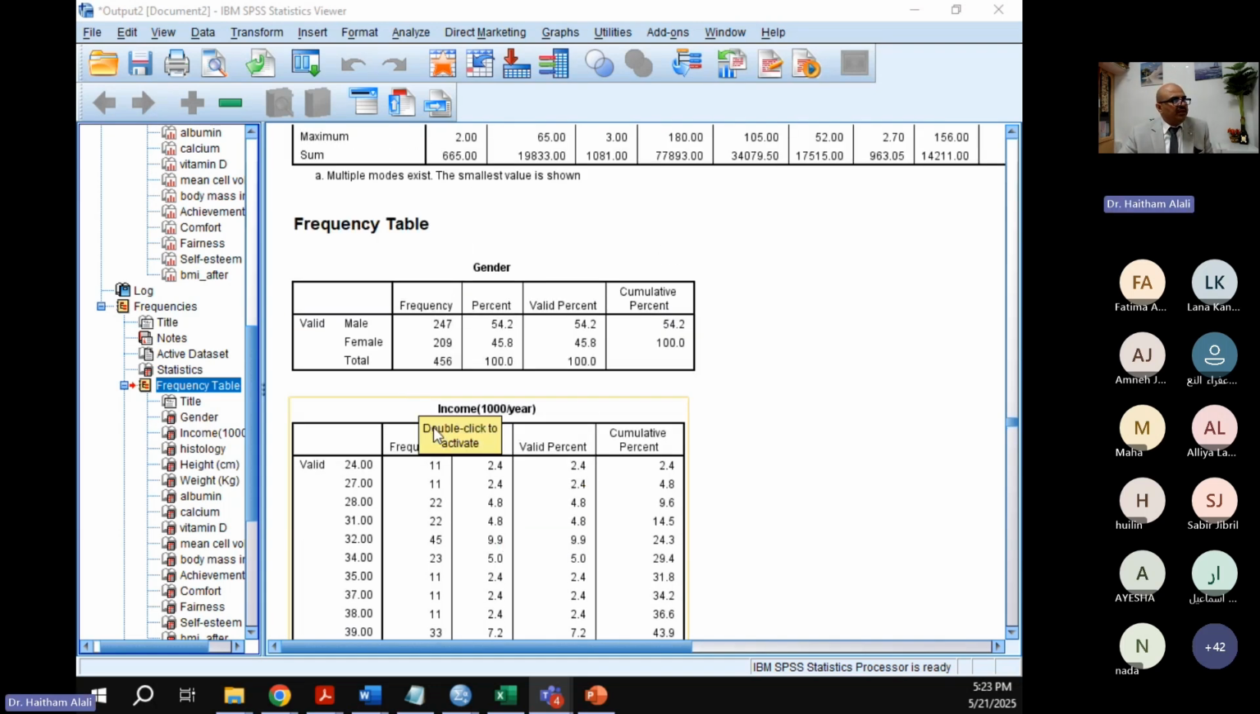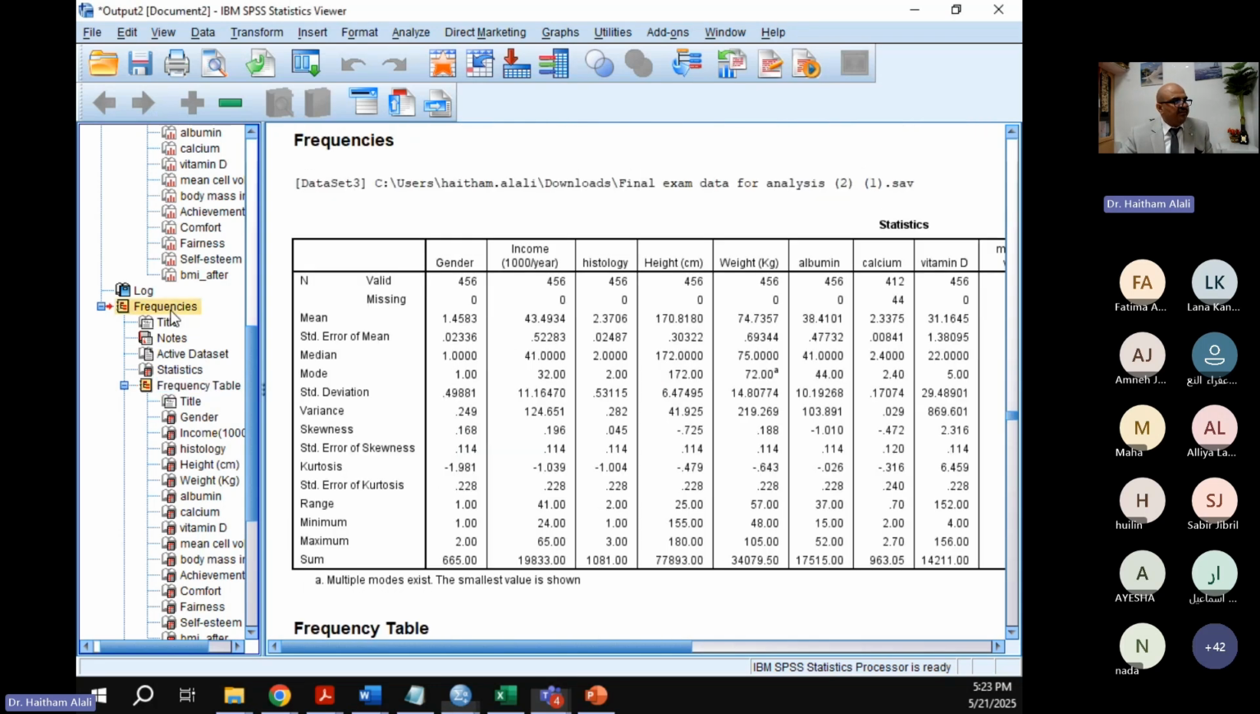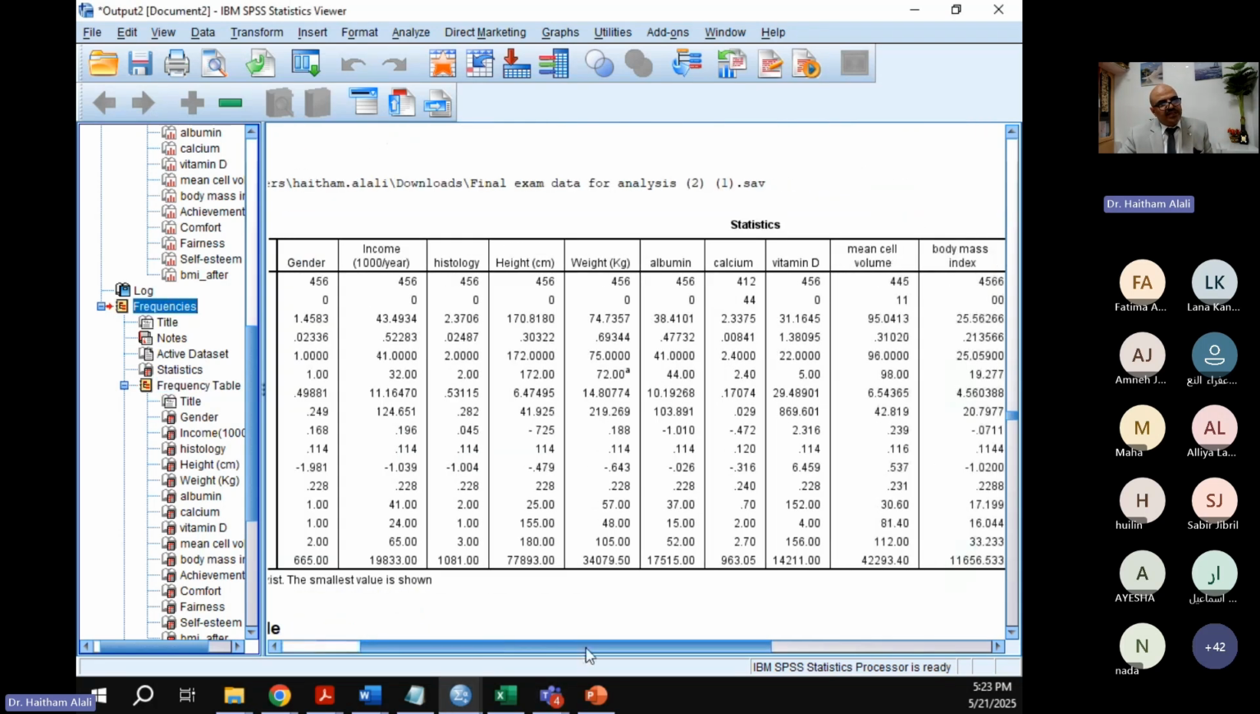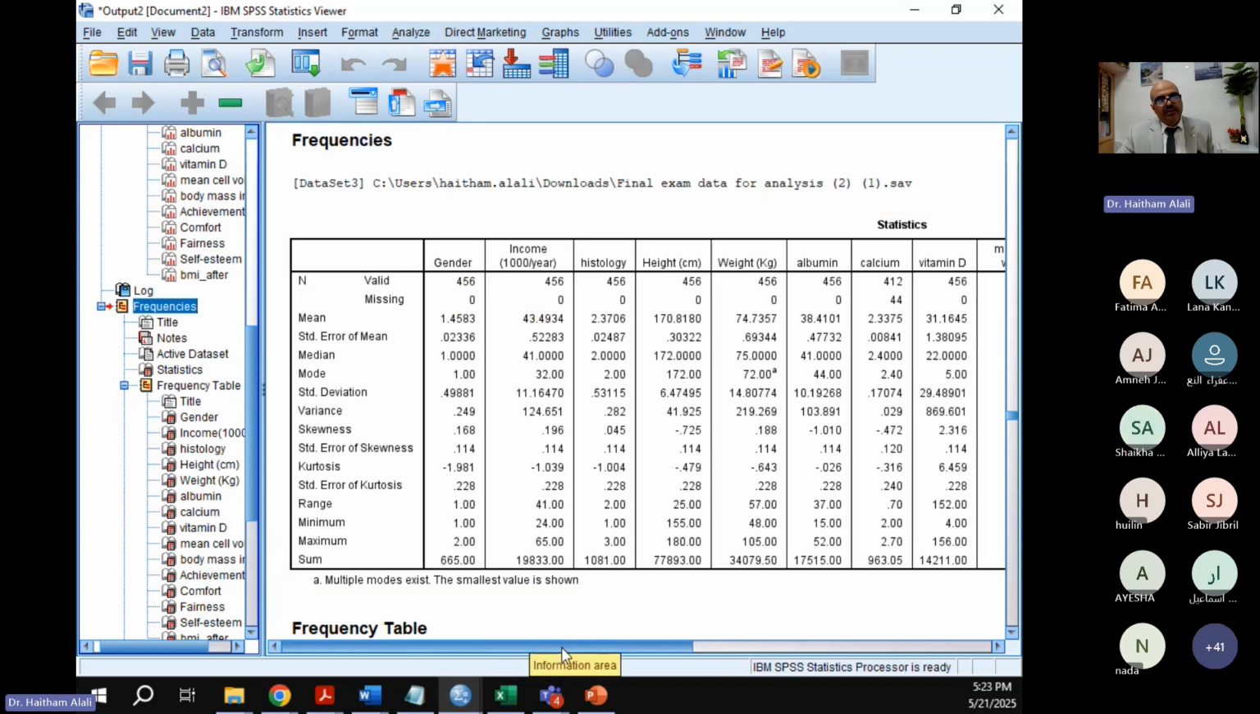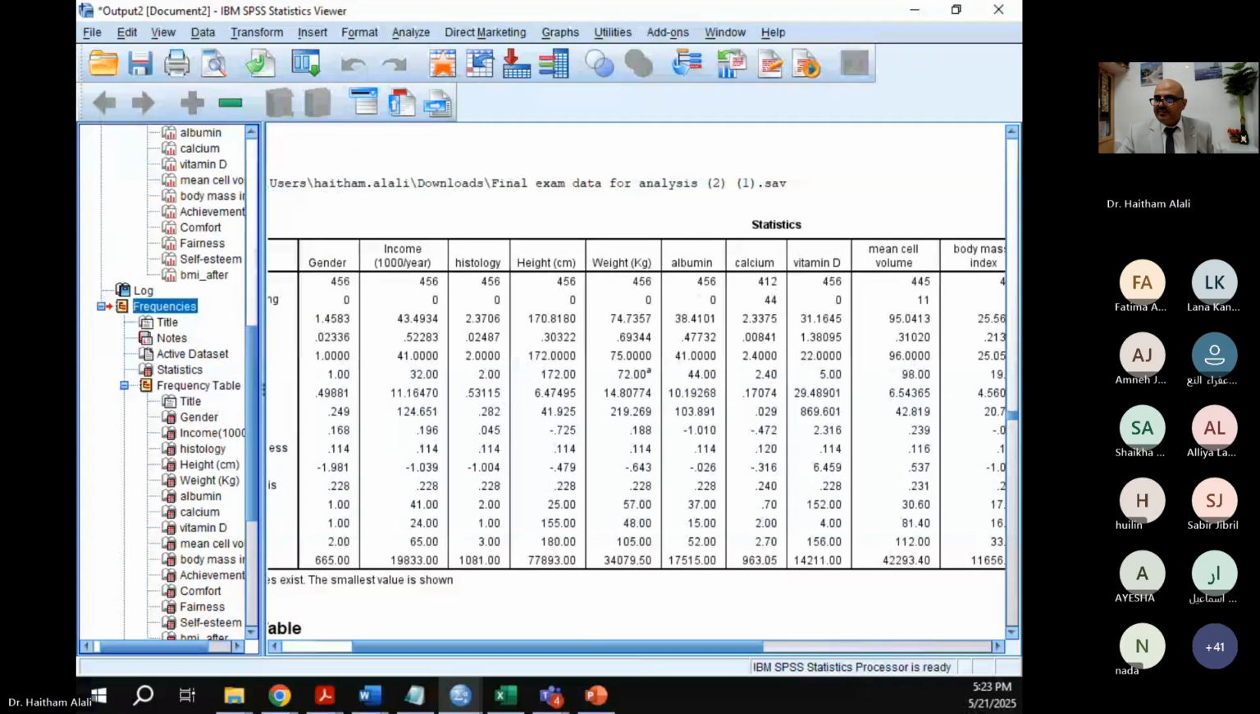As I told you, we have a descriptive table, and we made comparisons. We have the comparison that we need and the descriptive analysis for every single variable. So the variable name will be at the top of the column: gender, income, histology, height, weight, calcium level, vitamin D level, MCV, etc. All good?